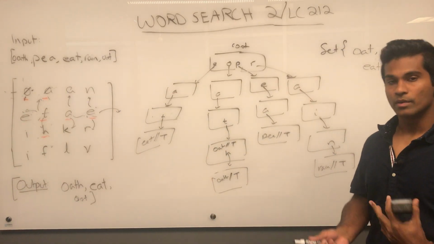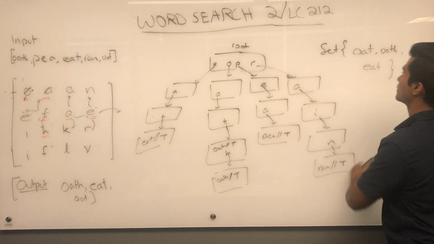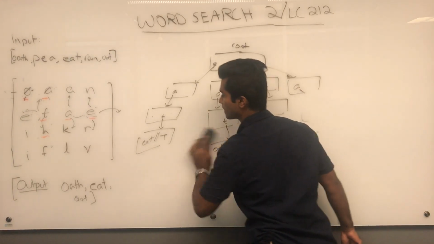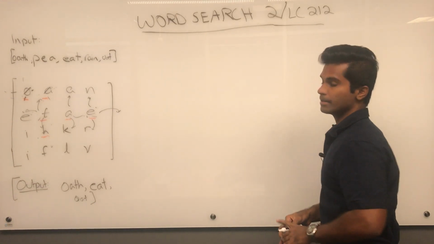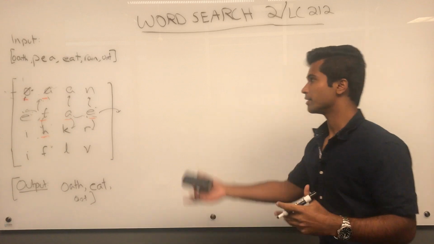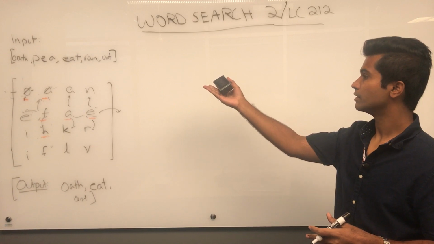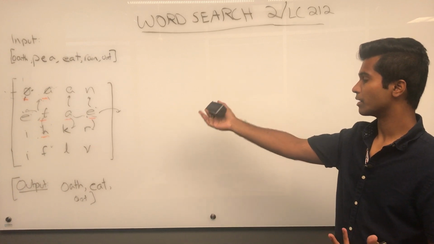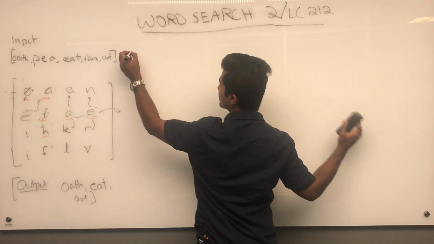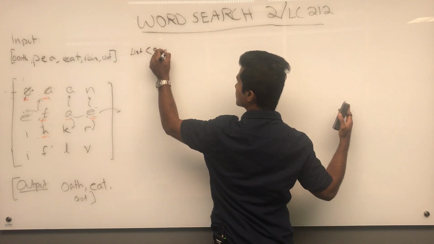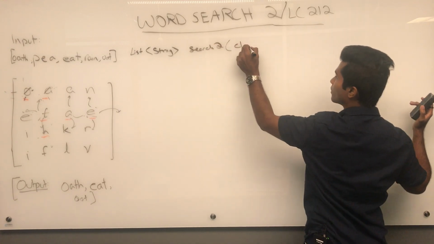Okay, cool. Now that you've got the intuition of how trie and backtracking are combined together, let's get into the code. So the input, I think, is just an array of strings and this board. So what they want is an array, I think a list of strings. I just call it search to a board of characters.